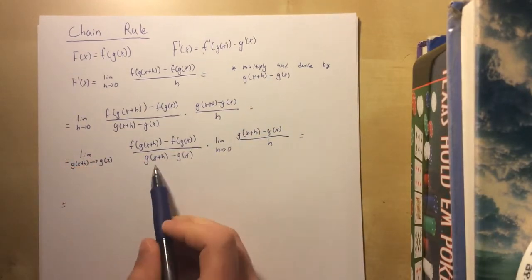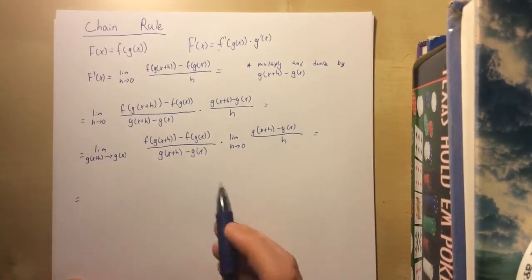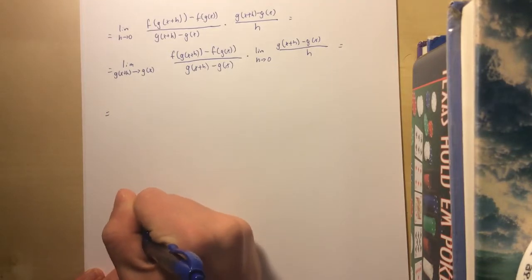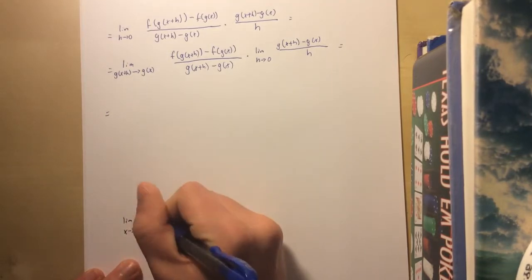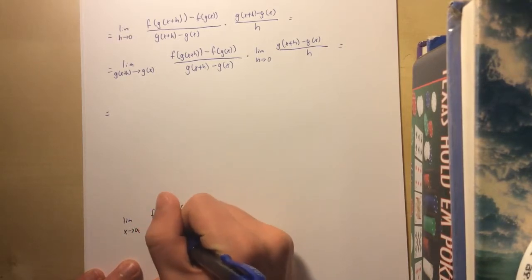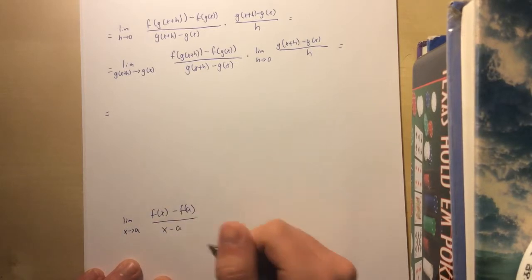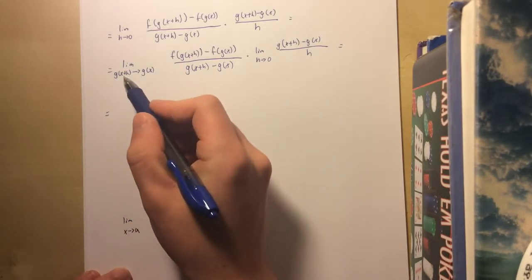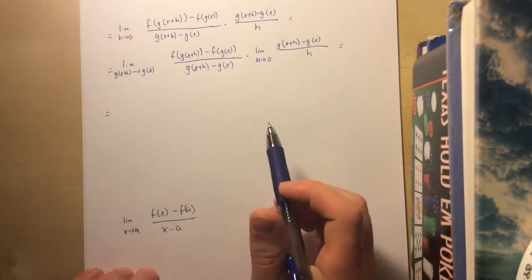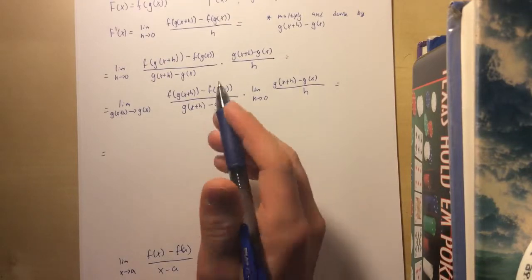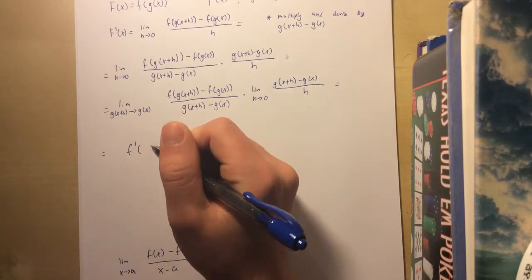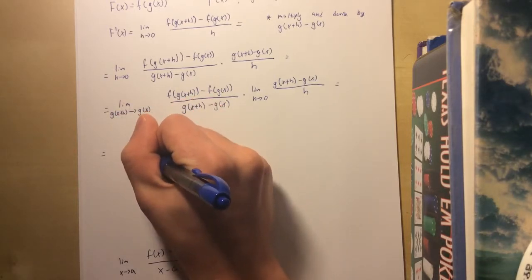Notice that this first term kind of looks like the limit as x approaches a of f of x minus f of a all over x minus a, where x is equal to g of x plus h, and a is equal to g of x. So what this means is that this is the definition of the derivative of f of g of x.